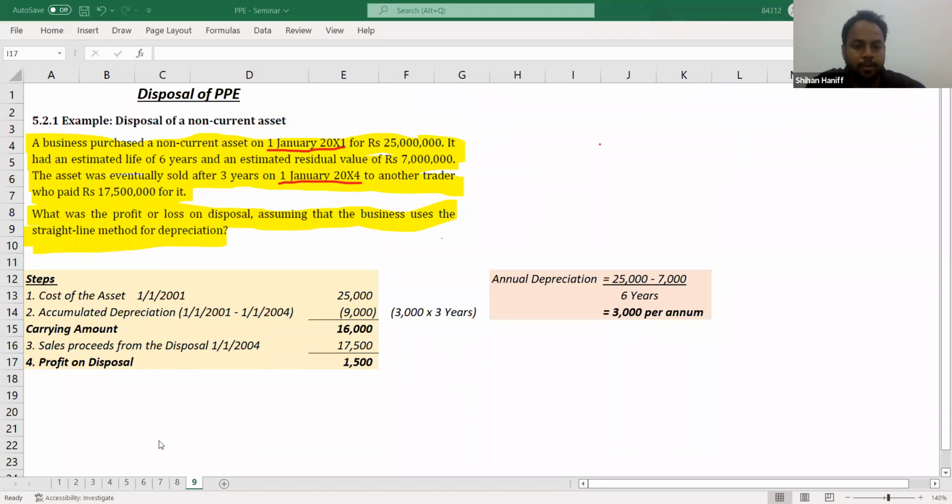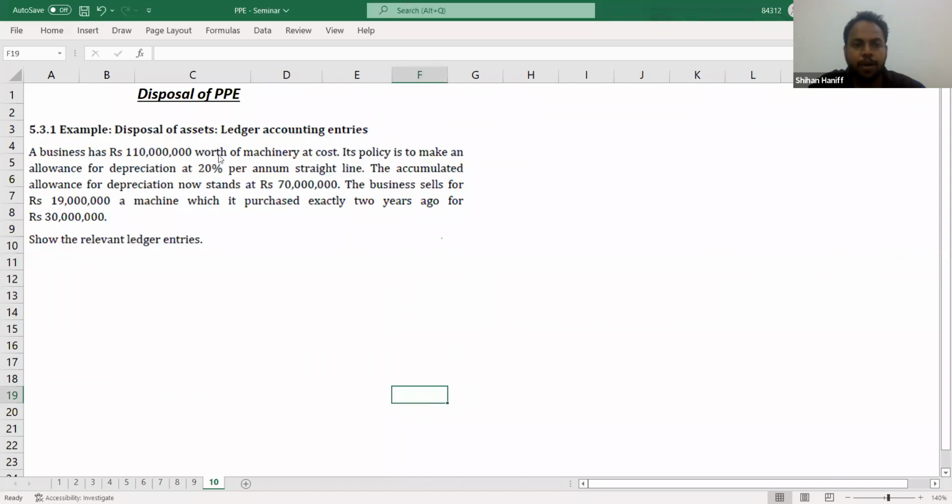Okay. Right. Let's do the next example, which is preparing the ledger accounts. Disposal of PPE, preparing ledger accounts. Disposal of assets, ledger accounts.